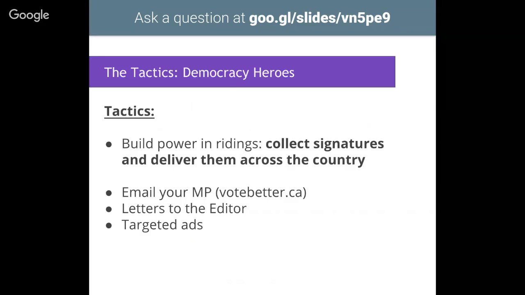We will also be emailing MPs. At votebetter.ca, over 5,000 of you have already sent emails to your MPs, and that's a big reason why many of the MPs who've signed on have taken the pledge to be democracy heroes. We're also going to continue letters to the editor, which we started a few months ago and many of you have taken part in, so that we can maintain the narrative, the energy and the momentum, so that this issue stays on the radar of the general public, but also politicians. And then we're also going to continue doing targeted ads. Kate mentioned the ads that we had in Ottawa, but we're also hoping to do targeted ads in some of our target ridings as well.